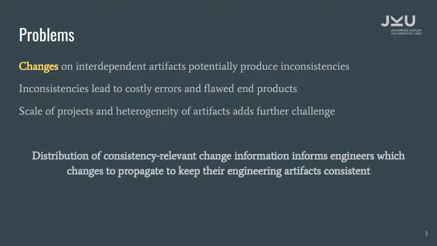And of course, the bigger a project is, the higher the heterogeneity of artifacts is within that project, and that adds further challenge to this problem. So, the distribution of consistency-relevant changes essentially informs engineers which changes to propagate in order to keep their own engineering artifacts consistent with the rest of the project. So how are we doing this?